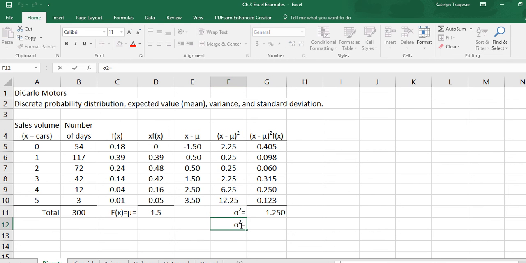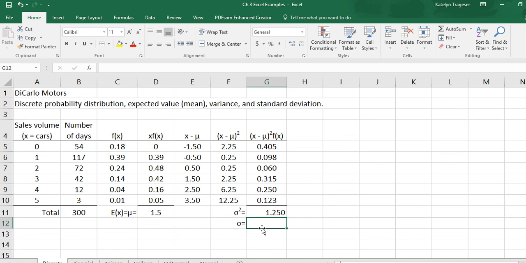Our standard deviation is simply sigma. So I want to get rid of the squared. So this equals the square root of our variance. And we can see this is 1.118.